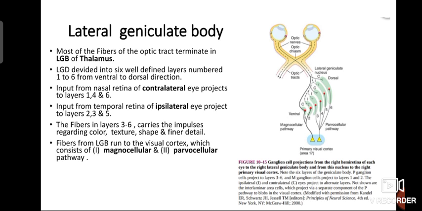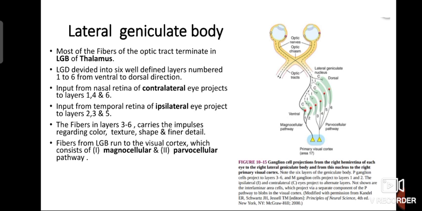The fibers in layers 3 to 6 carry the impulses regarding color, texture, shape and finer detail. So the dotted line represents the ipsilateral fibers to layers 2, 3 and 5 of the lateral geniculate body, and the broad line represents the contralateral fibers. The input from the contralateral nasal retina of the eye projects to layers 1, 4 and 6.